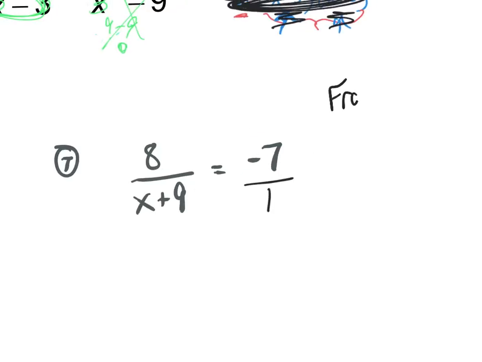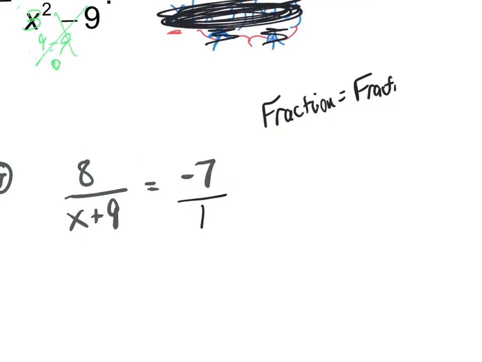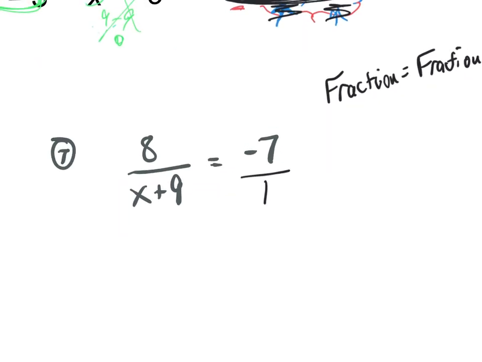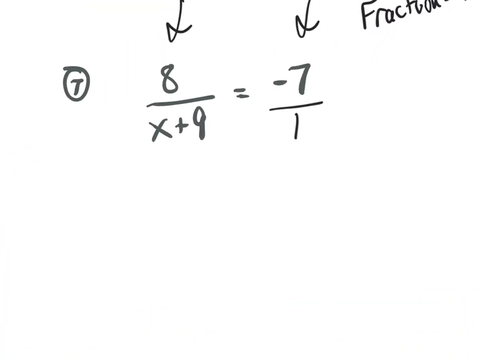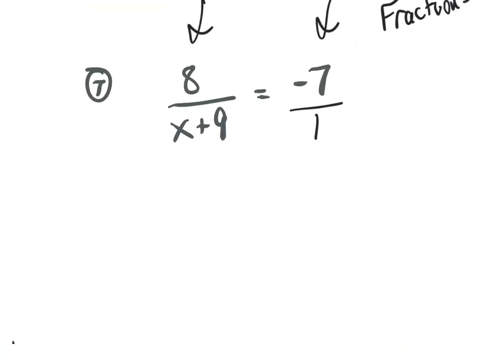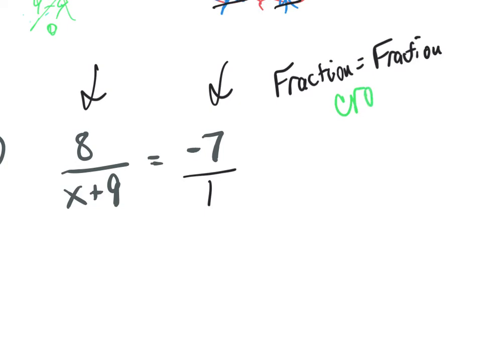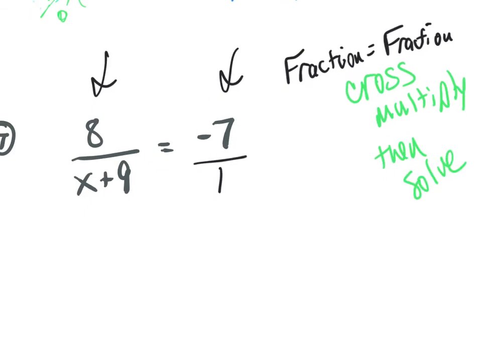When you have a fraction equal to a fraction, what I mean by that is it is one fraction on this side and one on this side. We're not adding fractions together and stuff like that. It's one fraction equal to one fraction. All you have to do is cross multiply and then solve.